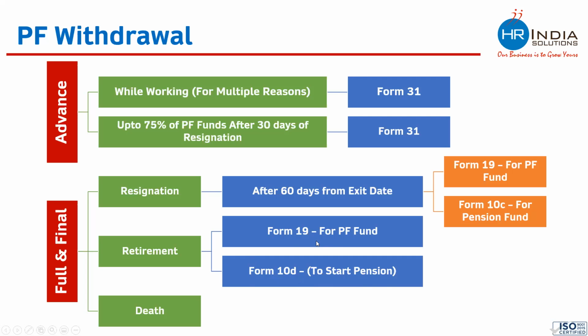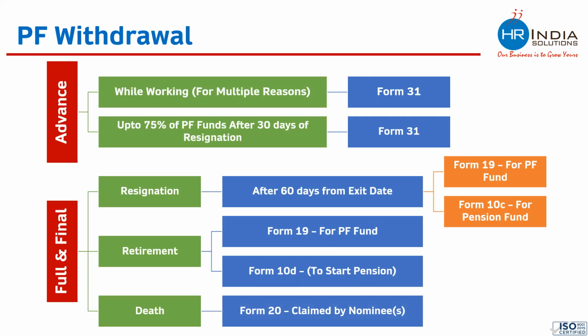Third is the death case, when the employee died because of any employment injury or while working. In that case, the entire amount of EPFO and all can be withdrawn by filling form 20, and that can be claimed by the nominee of the deceased employee, right? If the nominee is not there, the same claim can be made by the legal heir of the deceased employee, right? So these are the PF withdrawal cases.